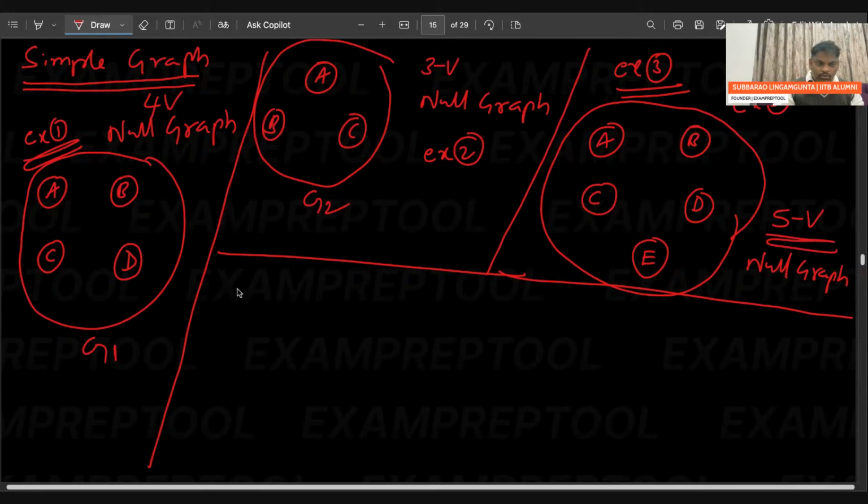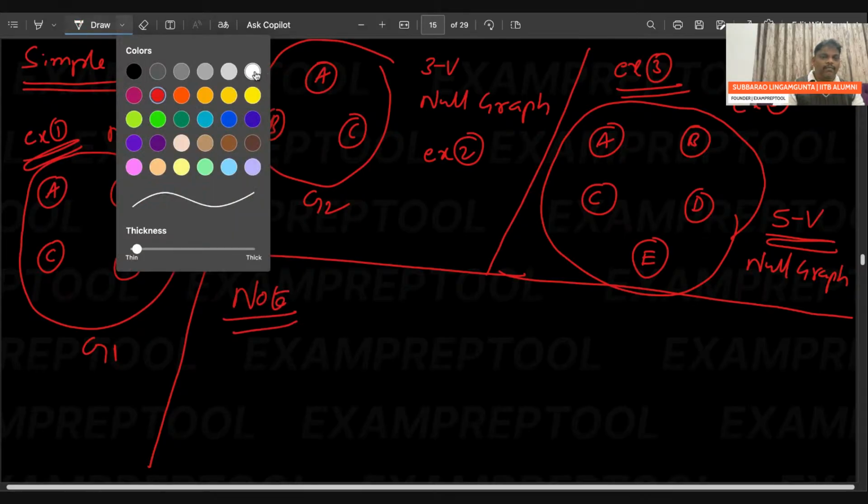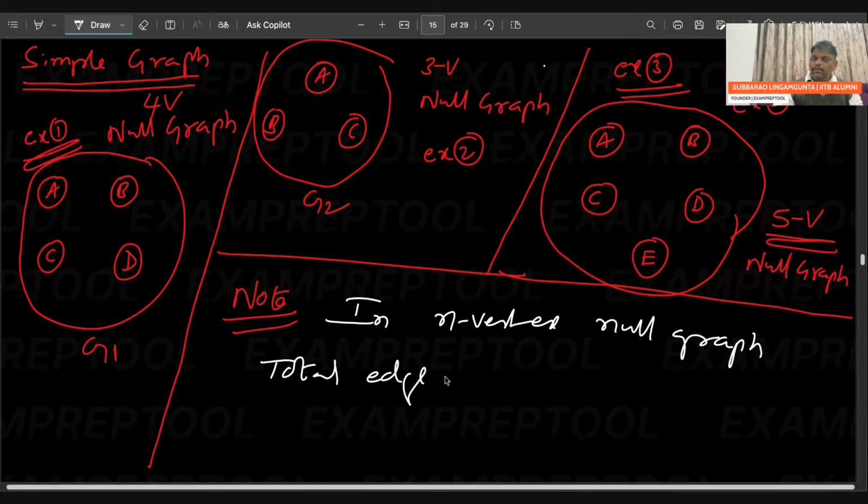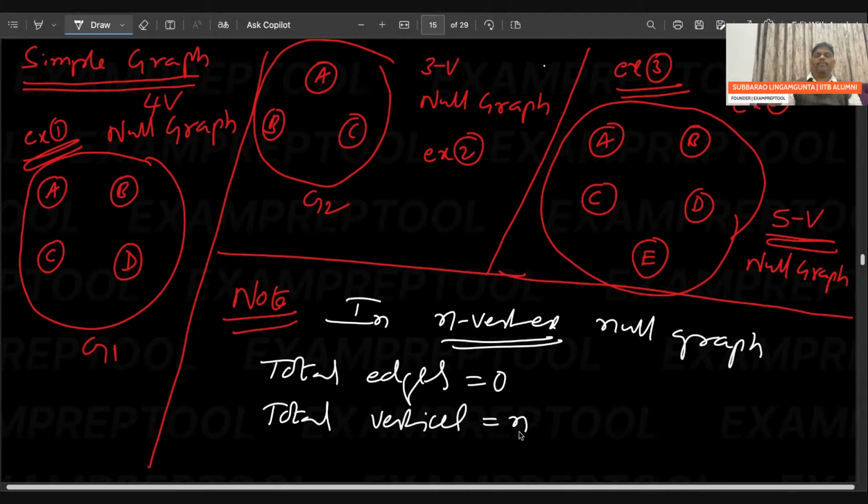Now I am writing the note. Everyone observe. In an n vertex null graph, total edges is equal to 0. Total vertices he already mentioned, right? N vertices. Total vertices is N. That is on everyone.